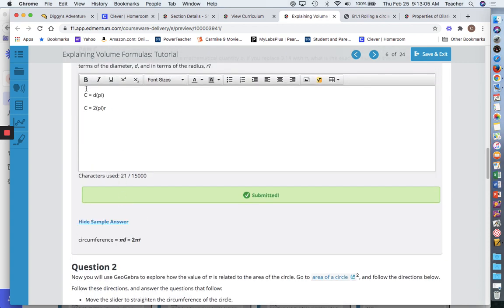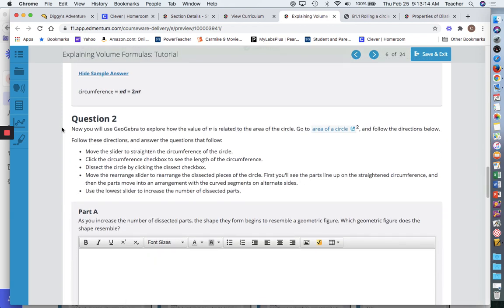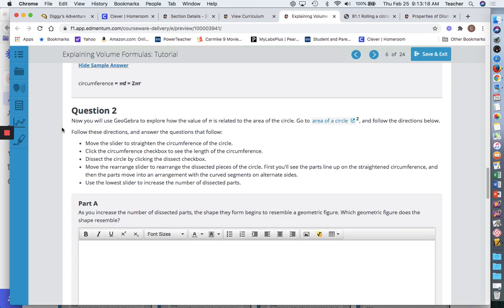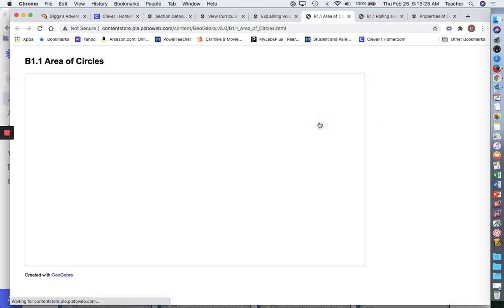Now, honestly, I use this one if they give me the diameter. I use this one if they give me the radius. So depending on which one they give me is which formula I use. Okay, so that's the end of question 1. We're on to question number 2. Now you'll use GeoGebra to explore how the value of pi is related to the area of the circle. All right, so I'm going to click on my new GeoGebra.